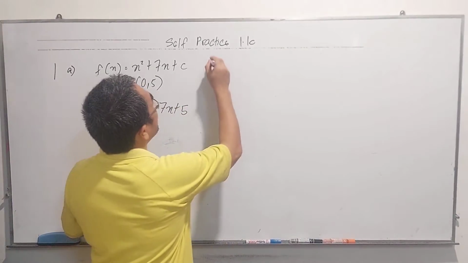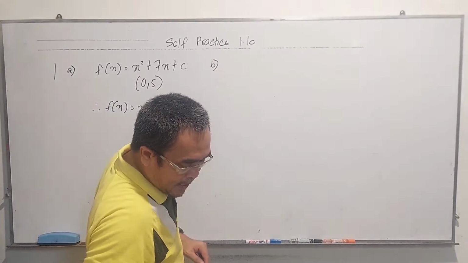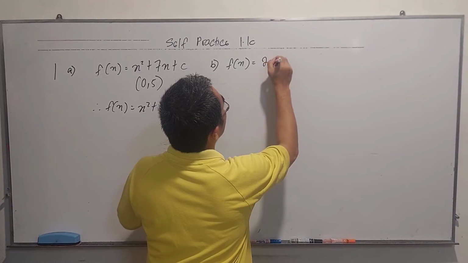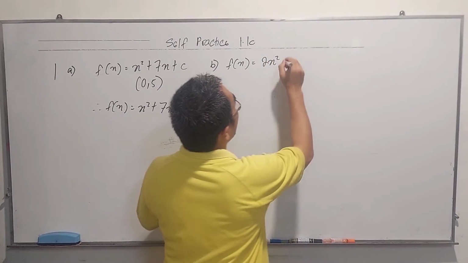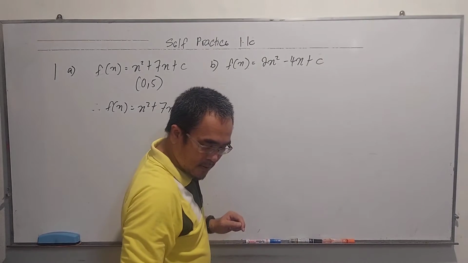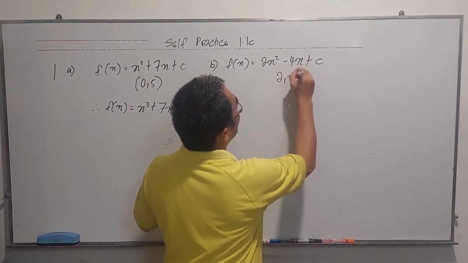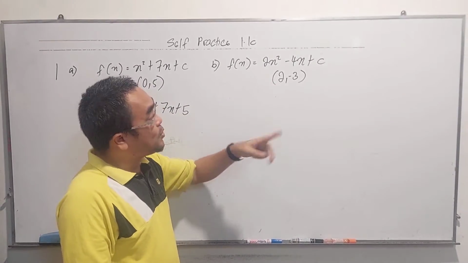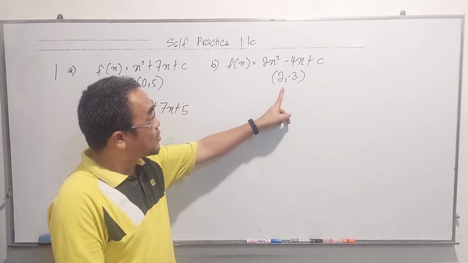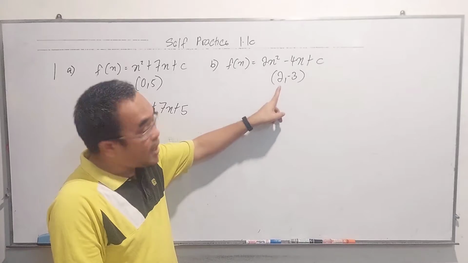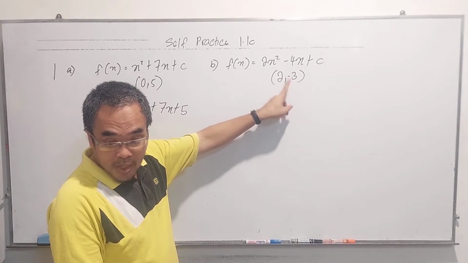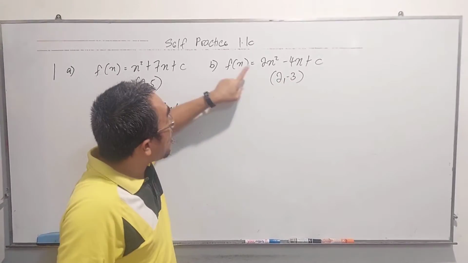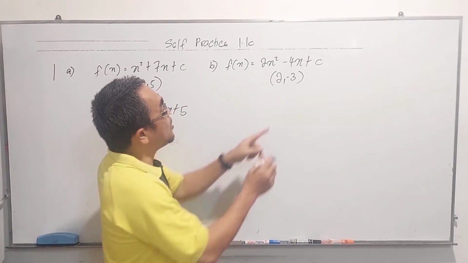And for b, we have another function. f(x) is 2x squared - 4x + c, and it passes through (2, -3). So in this case, because from this coordinate we do not know the value of c, you replace x as 2 and f(x) as -3. So let me tell you again, this -3 is not the value of x, but the whole thing here. Okay, so it should be okay.